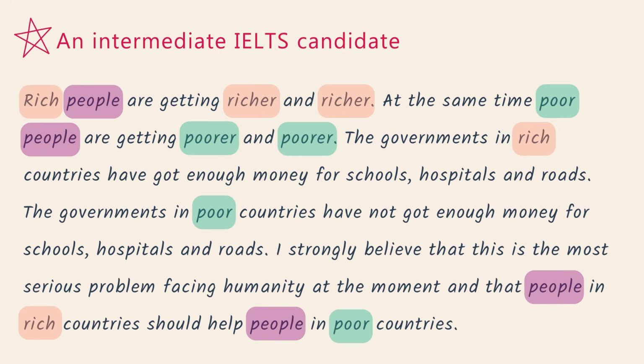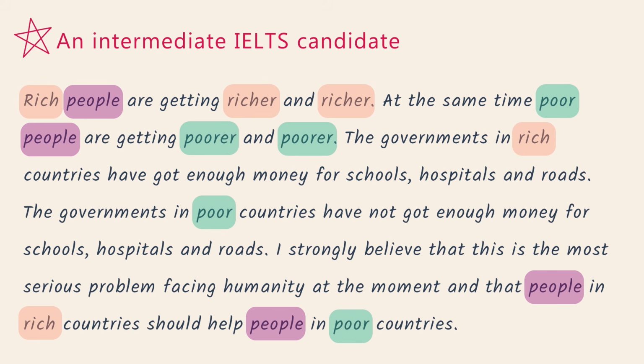Then the sentence after this was, the governments in poor countries have not got enough money for schools, hospitals, and roads. So we can see that, again, the government is repeated here, so we should use another synonym for the governments. And also for poor countries, we should write another synonym. Have not got enough money, so we can also change money into another word. Also, schools, hospitals, and roads are repeated here, so we should omit them and use synonyms for that.